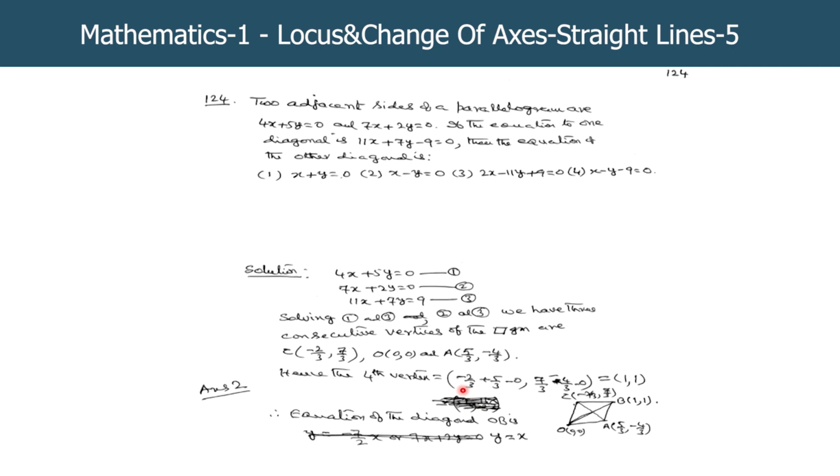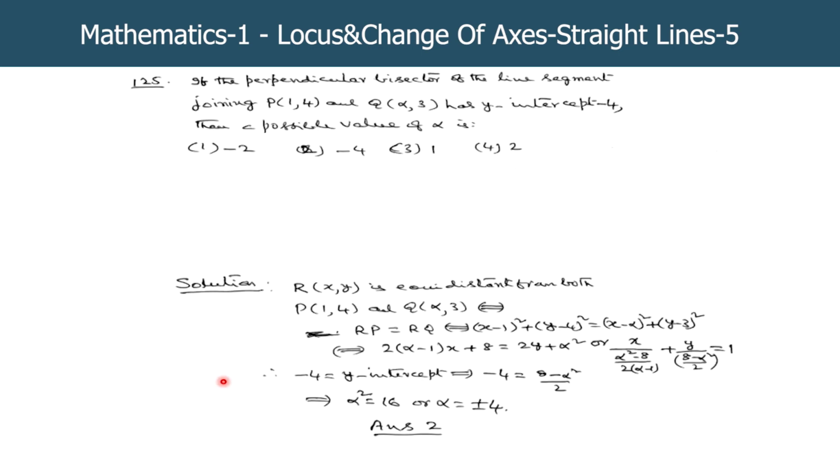minus 2 by 3 plus 5 by 3 minus 0, comma 7 by 3 minus 4 by 3 minus 0, which is nothing but 1 comma 1. Because it is 1 comma 1, what is the line equation? The other diagonal is OB, which is passing through origin and 1 comma 1. So its equation is y is equal to x. That means x minus y is equal to 0. So, answer number 2.